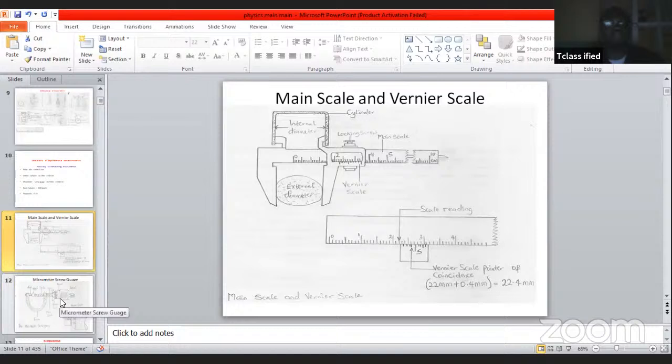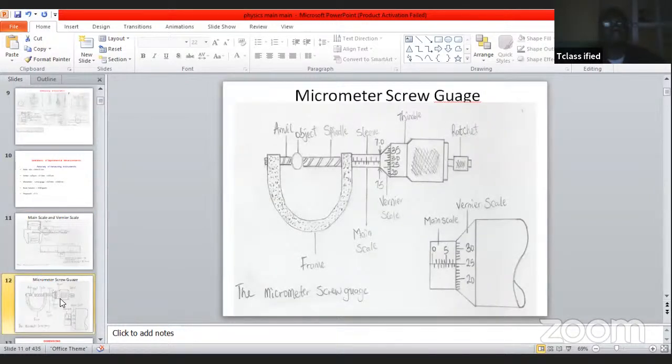And we'll move straight down to micrometers. There are questions from both vernier caliper and micrometer screw gauge every year in your JAMB and your WAEC. So we're going to look at them now after this explanation.